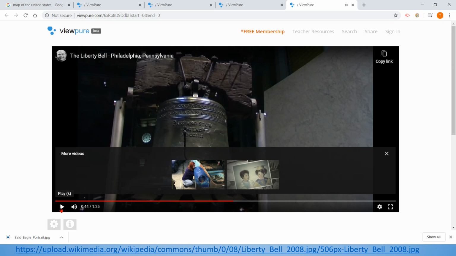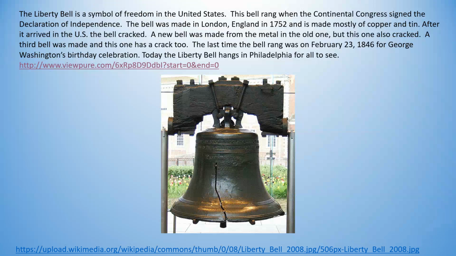Okay, so that's what the Liberty Bell looks like if you were to actually go see it. That is real video footage of the real Liberty Bell. So that is a symbol of freedom in the United States.